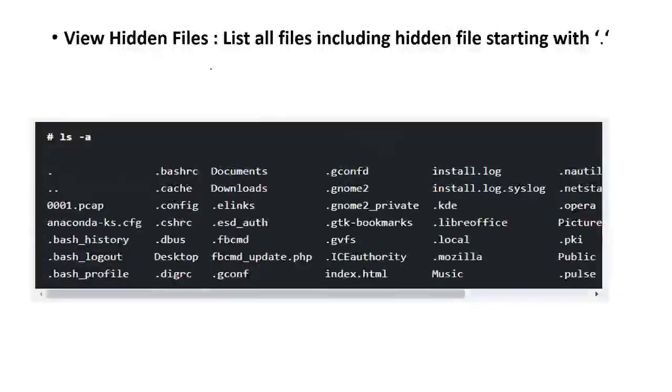Next we'll see how to view hidden files using the ls command. To view hidden files using the ls command, we type ls -a. So it will show hidden files. How to recognize the hidden files? With a dot. Wherever you see a dot, these are the hidden files. Now it is showing. So these all are hidden files.